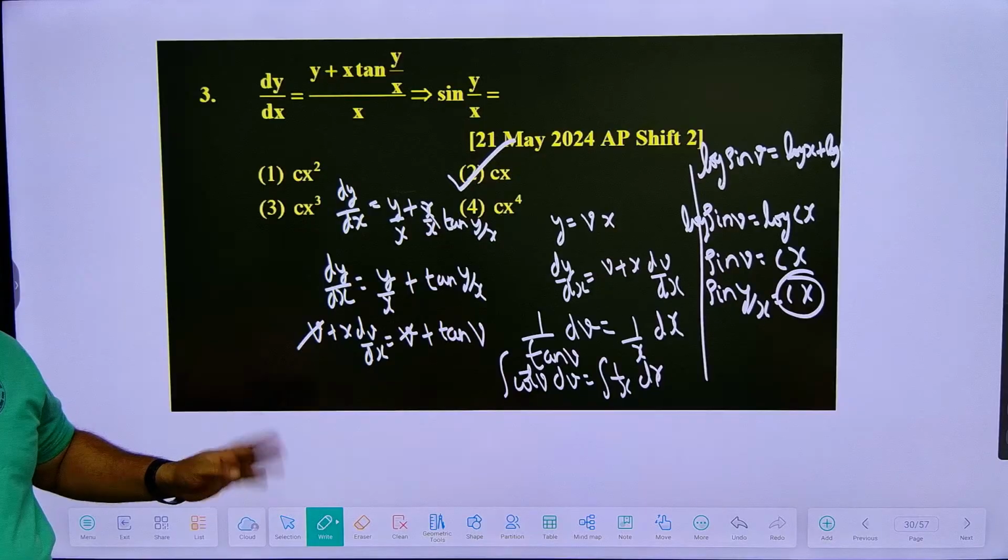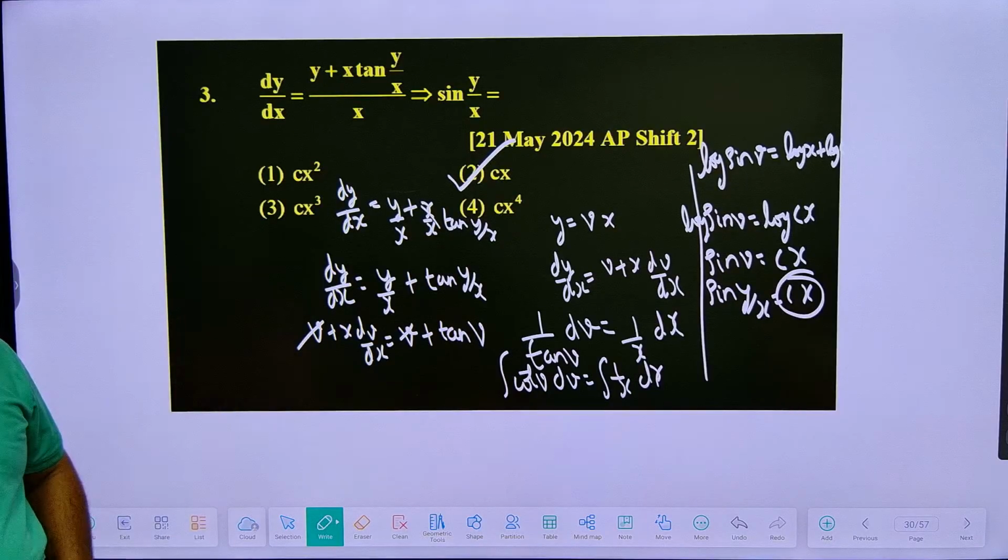If you want, you can write it down, the trick. First thing is what? Separate and divide it, put the value of y by x as v. You will get the answer straight away.